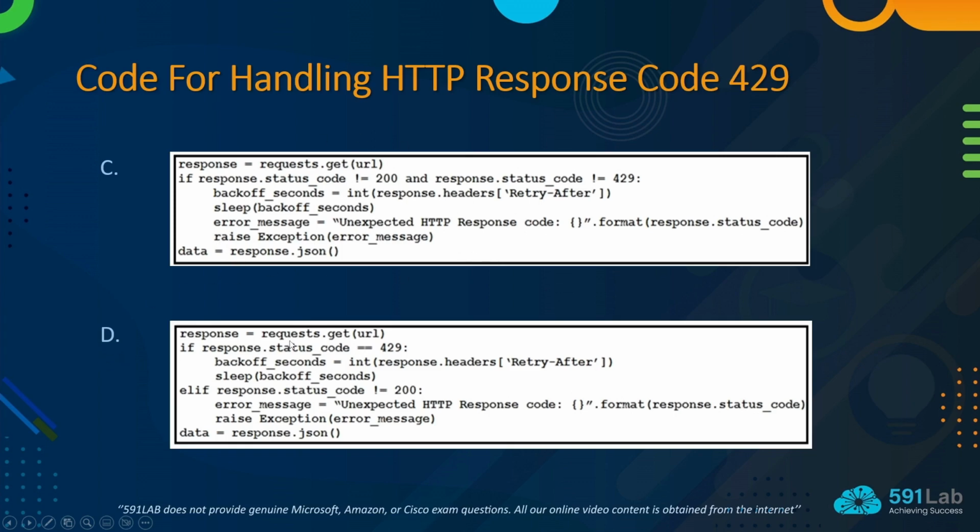For option D, if the response status code is 429, it gets the backoff seconds and sleeps, but you see, option D will not do anything here, so it is of no use for this if. In the elif, the code does the same thing as the basic code and then gets all of the data.